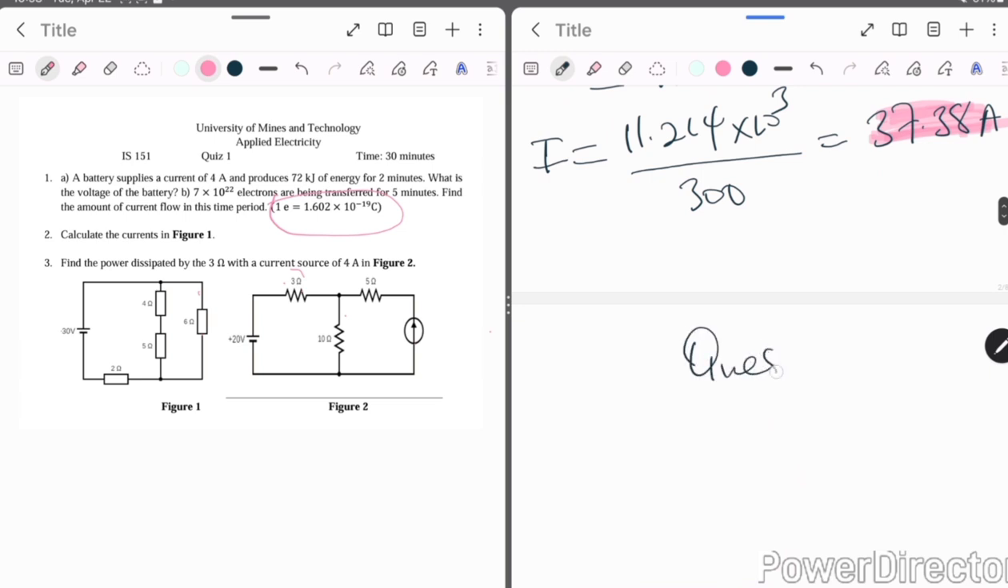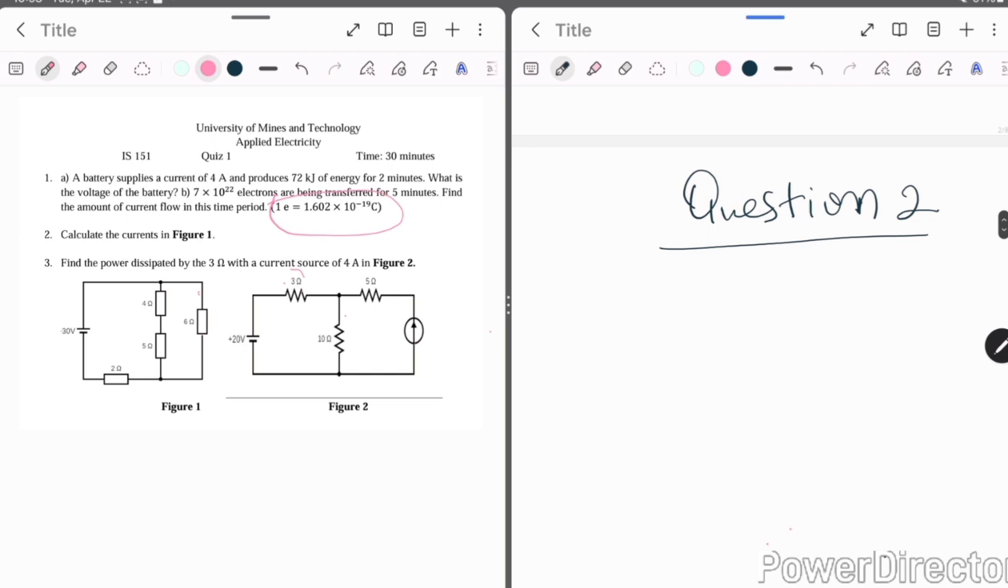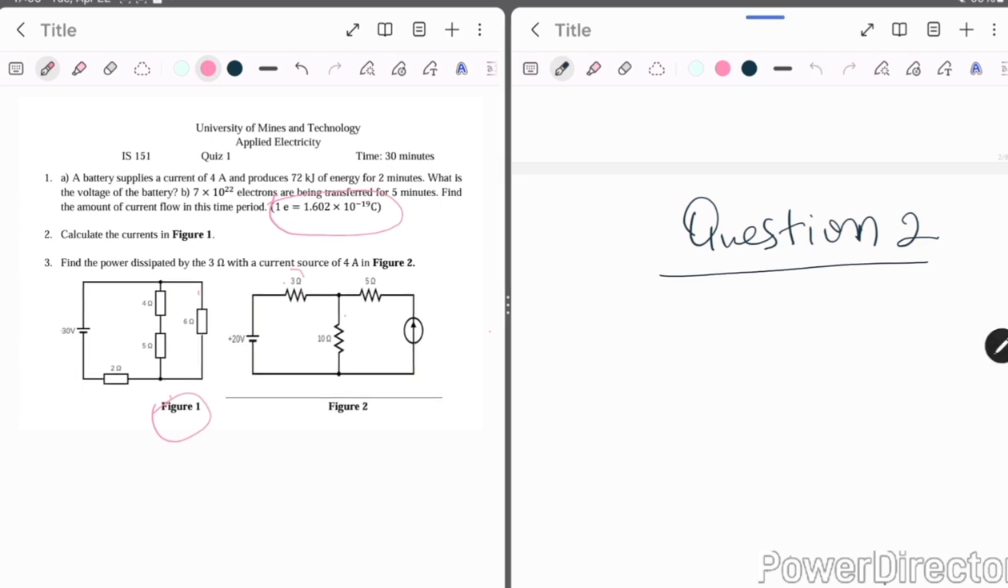We have question 2 here. Question 2: Calculate the current in figure 1. So we are given figure 1, and we have to find the current. In this question, I'm going to be using the mesh analysis method to solve for the current. I want to use mesh analysis.